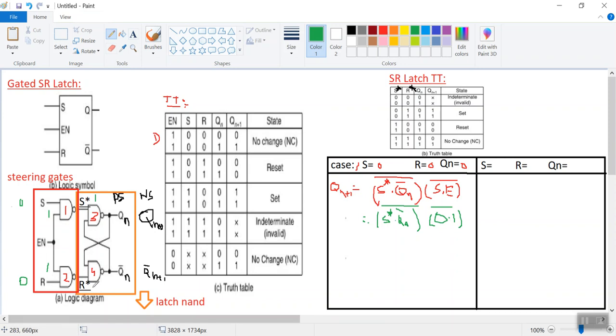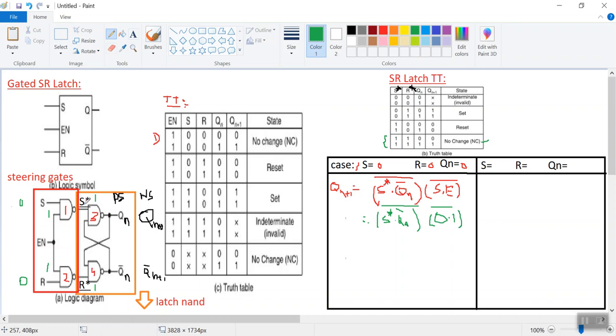So I am writing here R star as 1. Now this particular internal circuit we can call a latch of SR using NAND gate. So here I represented the SR latch NAND gate truth table. When S star is equal to 1 and R star is equal to 1, check it out, what is the output here? No change state is occurring.